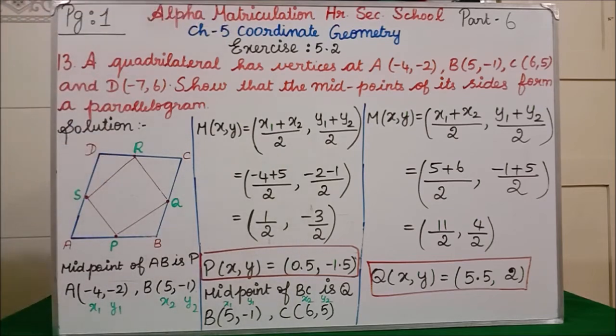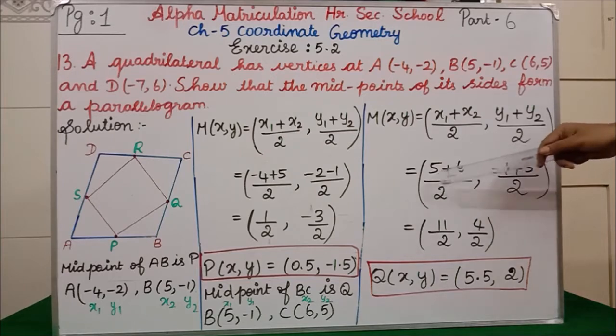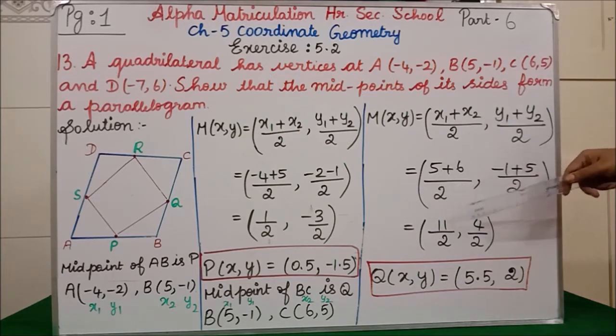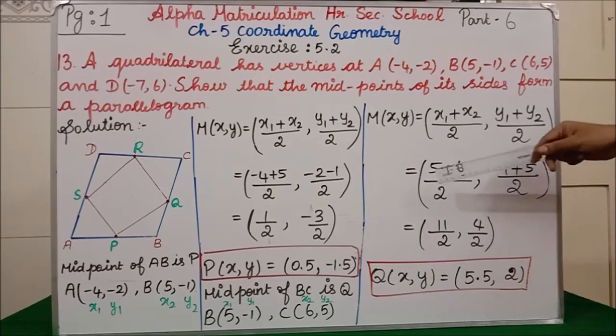Again, same midpoint formula. We are taking x1, y1 and x2, y2. Midpoint formula is what? x1 plus x2 by 2, comma y1 plus y2 by 2. x1 value is 5, x2 value is 6 divided by 2, comma y1 value is minus 1, y2 value is 5 divided by 2. 5 plus 6 is 11 divided by 2, 5 minus 1 is 4 divided by 2.